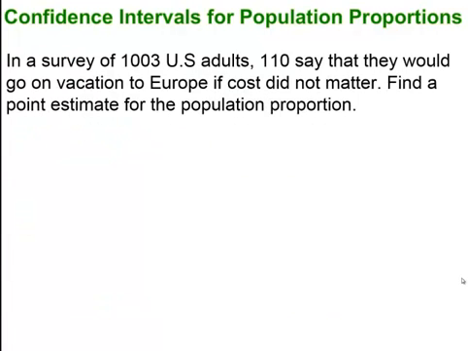Pause and try. So in this case, your P hat should be 0.11, or 11%, and your Q hat should be 0.89, or 89%.